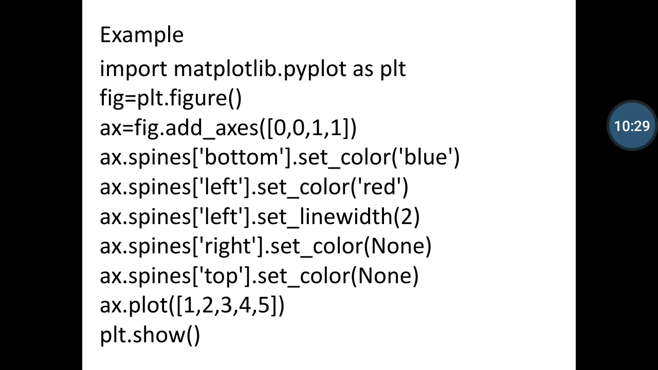So I am writing here ax spine bottom dot set color is equal to blue, and ax spine left dot set color is equal to red, and ax dot spine left set line width is equal to 2, ax dot spine right set color is equal to none, and ax spine top set color is equal to none, and then ax plot, then put the values 1 2 3 4 5 as an array-like list, and then last I plot the graph using plt.show.